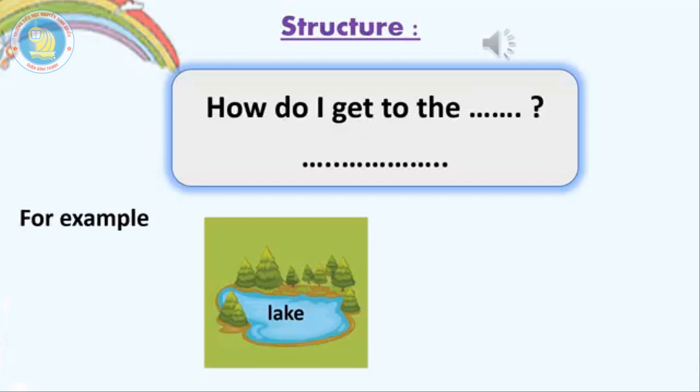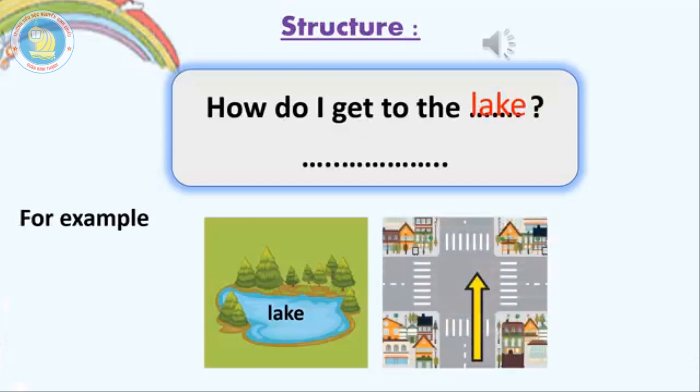Lake, that's right. Bây giờ cô muốn biết đường đi đến hồ đi như thế nào, cô sẽ đặt câu hỏi. How do I get to the lake? And then you look at the picture. Và để trả lời, các con nhìn vào bản đồ. Người ta hướng dẫn mình đi như thế nào vậy con? Go straight. That's right. Người ta chỉ mình đi thẳng. Go straight. So, the answer is go straight. Very good.